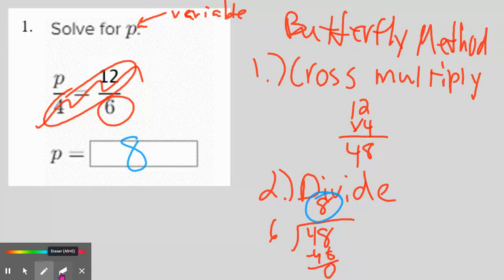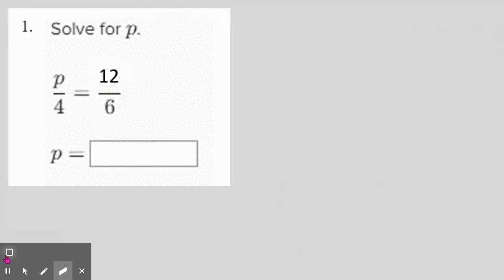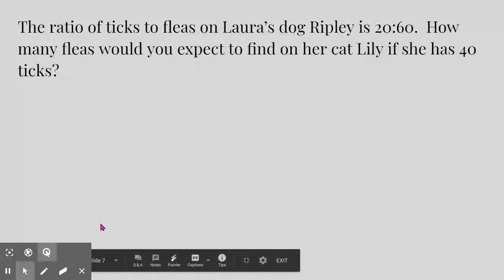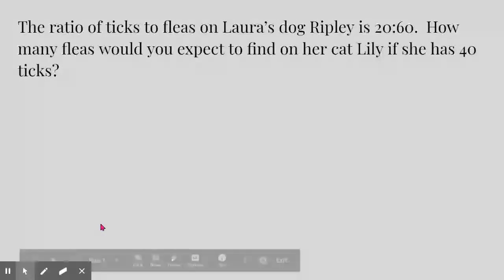So now let's talk about our situation that you're going to see most of the time. So unfortunately, when it comes to proportions, you're going to see lots and lots of word problems. But what we need to know how to do is how to dissect the word problem, how to break it apart. So the problem states the ratio of ticks to fleas on Laura's dog Ripley is 20 to 60. Poor dog. How many fleas would you expect to find on her cat Lily if she has 40 ticks?